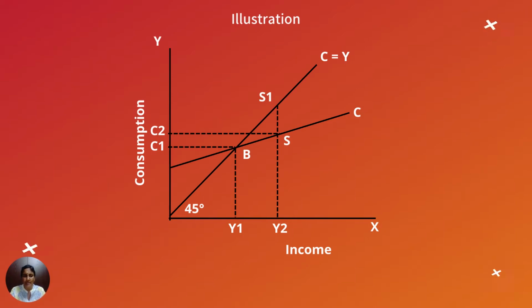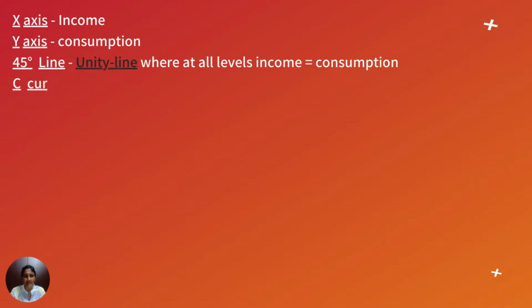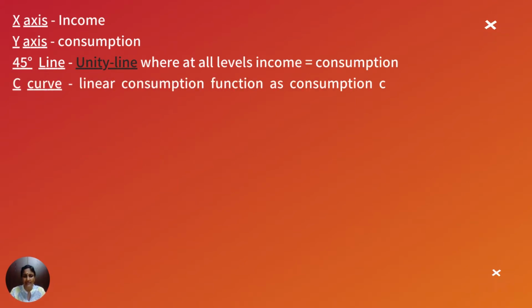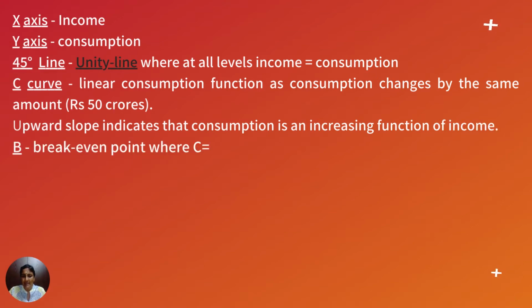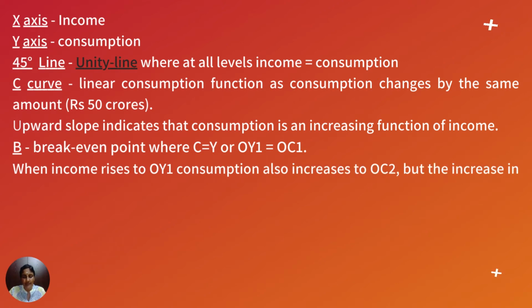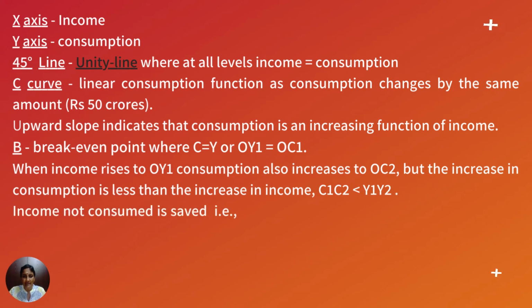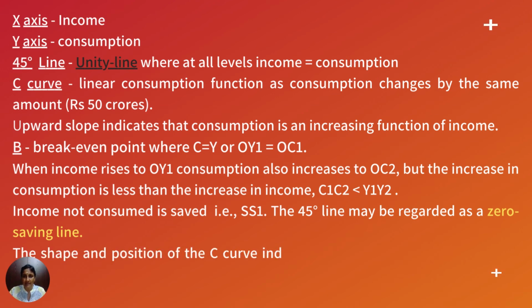The portion of income which is not consumed is saved, as shown by the vertical distance between 45-degree line and the consumption curve, SS1. The 45-degree line may therefore be regarded as a zero saving line. The shape and position of the consumption curve indicate the division of income between consumption and savings.